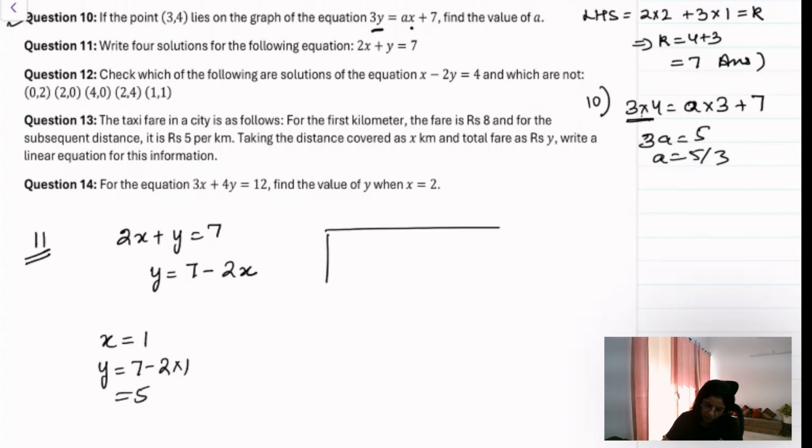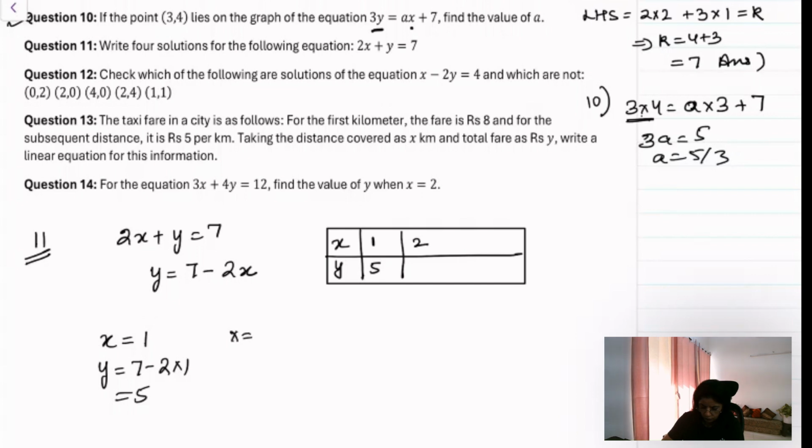So let me make a chart here because they have asked us to find four values. So x, y: my first value x1, y is 5. x2, y will be 7 minus 4, that is 3.